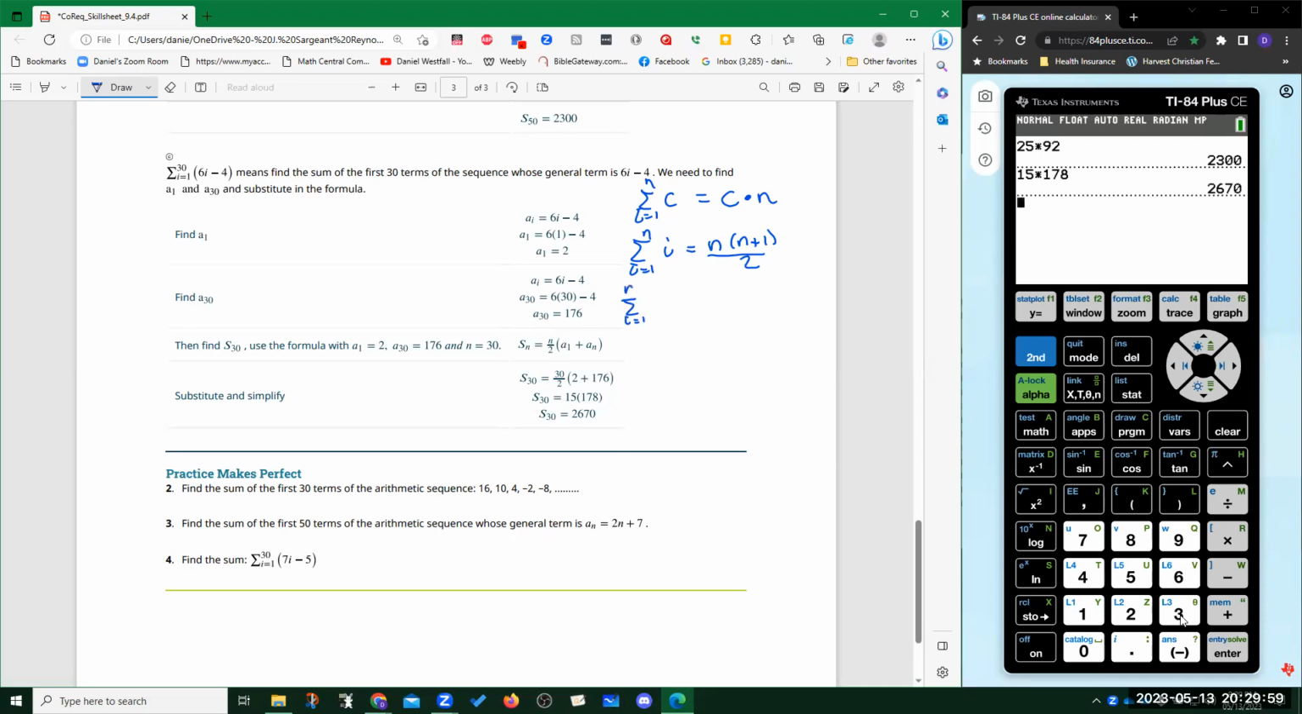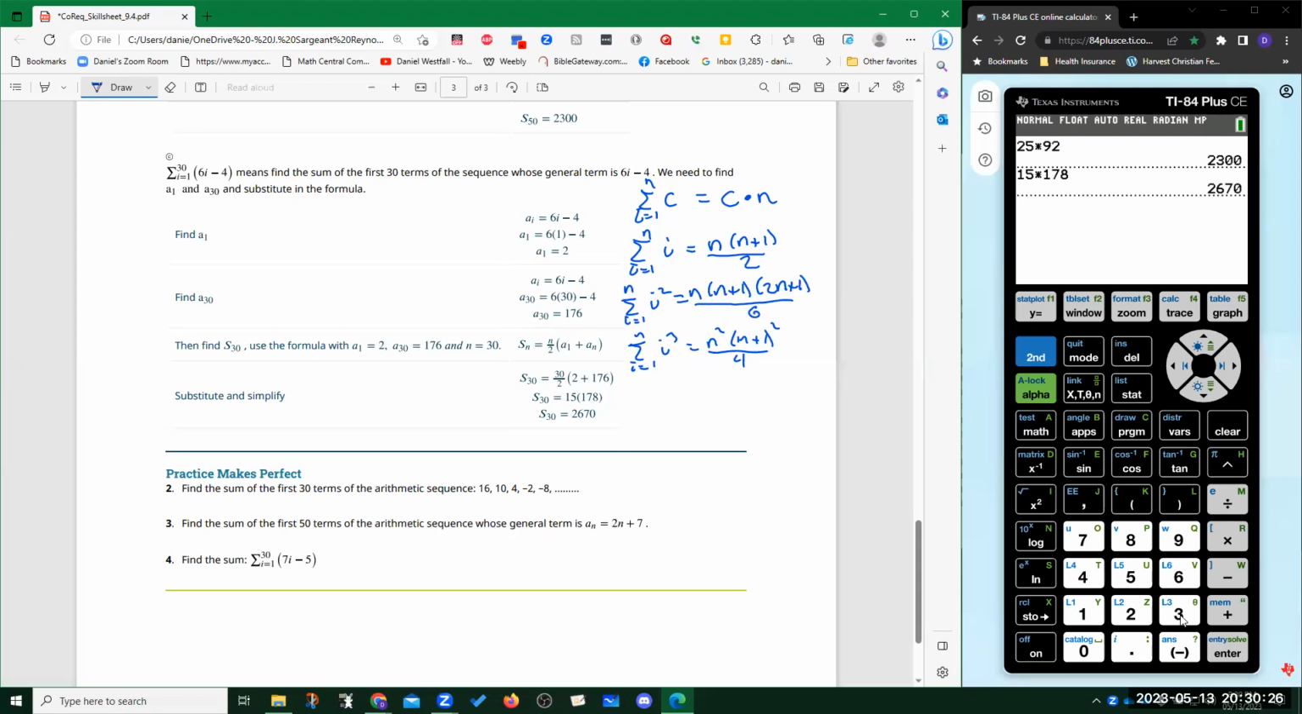Then there's the sum from i equals 1 to n of i squared and the sum from i equals 1 to n of i cubed. The i cubed formula is just the perfect square of the i formula. And the i squared one is n times n plus 1 times 2n plus 1 divided by 6.